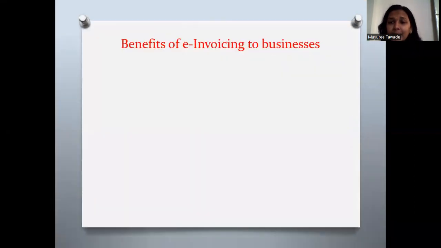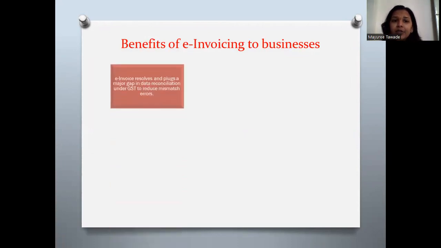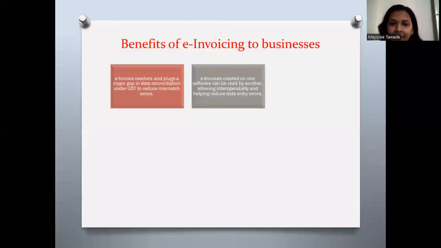What is the benefit of e-invoicing to businesses? E-invoicing resolves and plugs a major gap in data reconciliation under GST to reduce mismatch errors. While you enter manually, there can be an error or mismatch while entering the details. So it eliminates any kind of duplication, error or mismatch. An e-invoice created on one software can be read by another, allowing interoperability and helping reduce data entry errors.